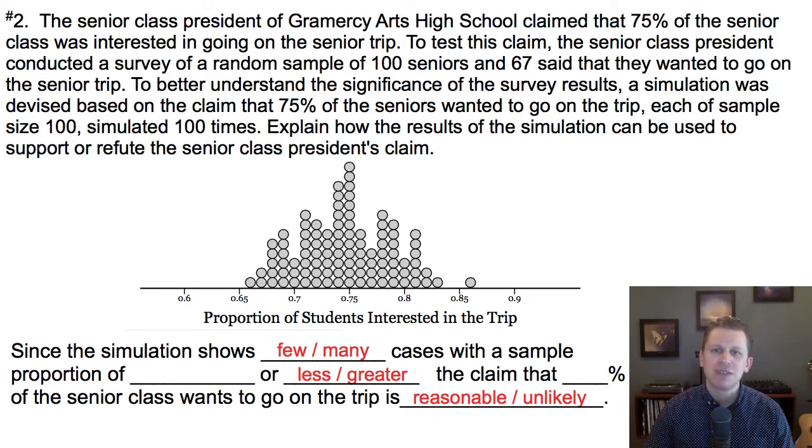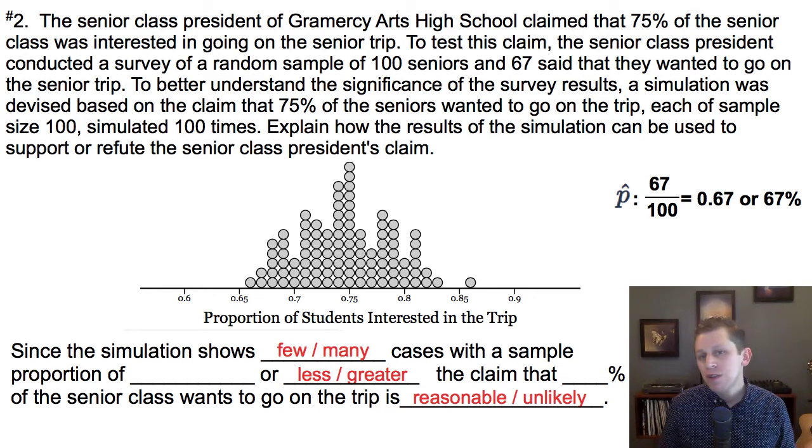First thing I like to do is see what happened in the sample. We saw that we had 67 out of 100 seniors say they wanted to go on the senior trip, which is only 67%. So if it was based on just this 100 students, we wouldn't have 75% of the class interested in going on the trip. In our sample, only 67% said they wanted to go on the trip. But is it possible that if we actually really did have 75% of seniors wanting to go on the trip, and we only asked 100 of them, that we could get a number as low as 67? Well, that's what the computer simulation is going to tell us.